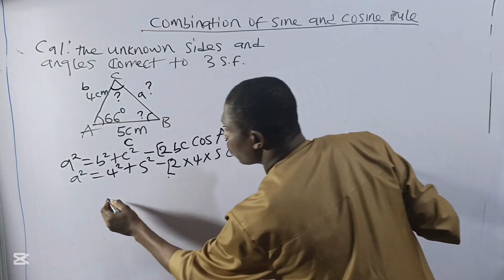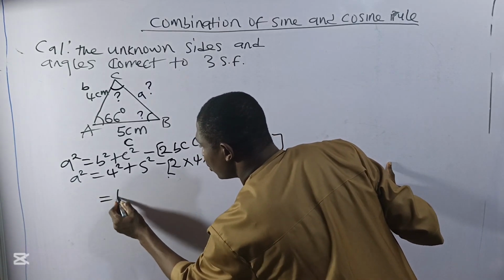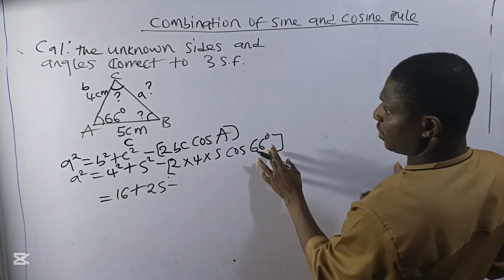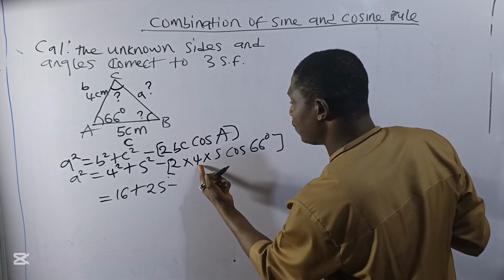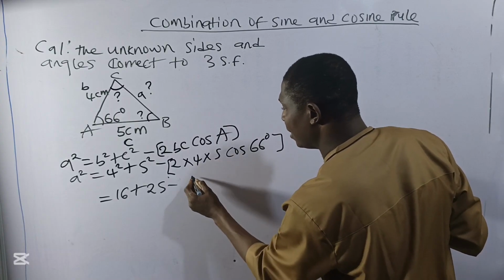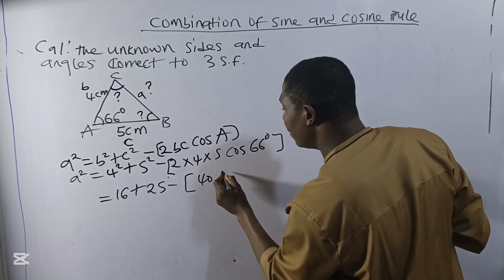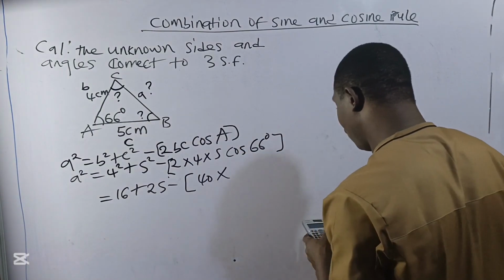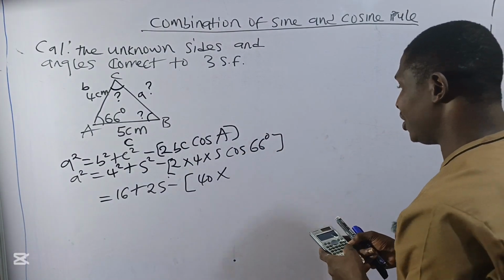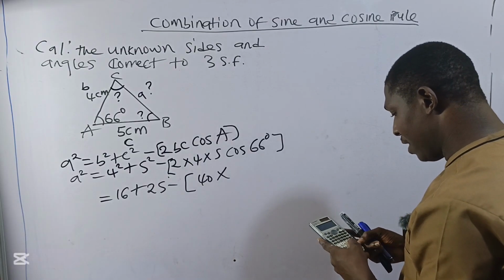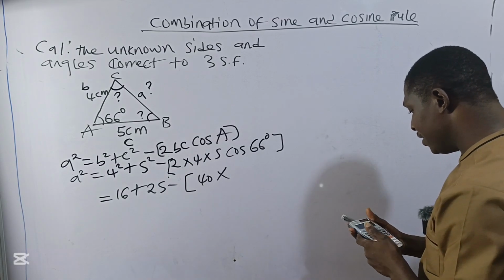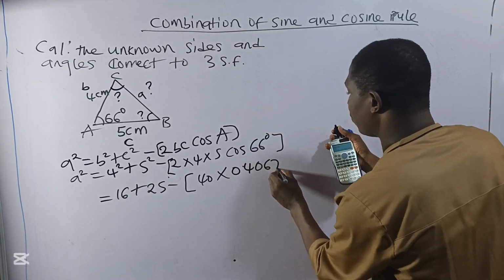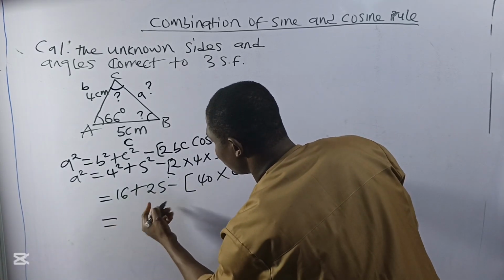So I have a squared equals 4 squared, which is 16. 5 squared is 25, minus this. So we have 2 times 4, 8. 8 times 5 is 40. So I'll simply have 40 times my value of cos 66. You can use the four-figure table to look for cos 66 if you choose to, which is cos 66 under 0. But I'm using my calculator. Cos 66 gives me 0.4067. So this plus this will give me 11.